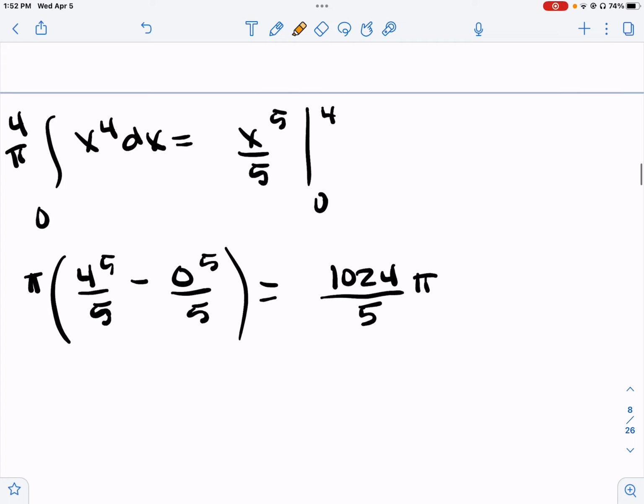So we integrate x to the 4th, and that would be x to the 5th over 5. But don't forget your pi. You plug in 4 to the 5th over 5 minus 0 to the 5th over 5. That gives us 1024 over 5 pi.